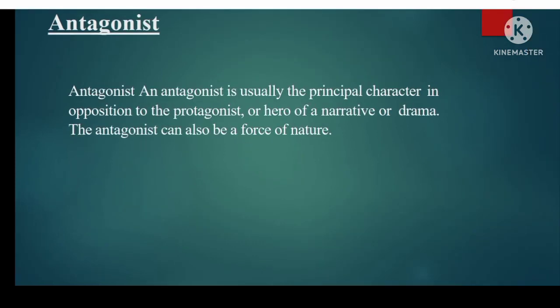An antagonist is usually the principal character in opposition to the protagonist. Protagonist means the main character or hero of a narrative or a drama. The antagonist can also be a force of nature as well. It is actually anti to the hero, to the main character. This might be the villain.